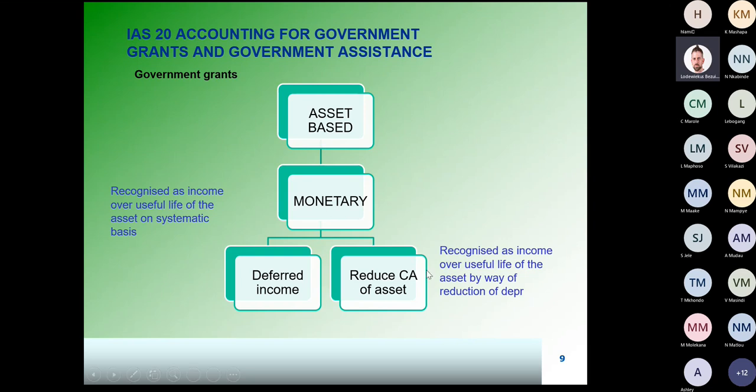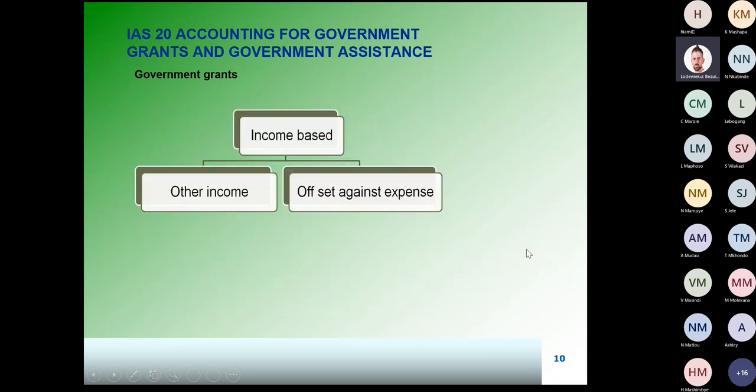If we reduce the carrying amount of the asset, what does that mean? Cost less the government grant gives us the amount we're going to depreciate. So our depreciation is going to be less. And because both of these must be over the same useful life of the asset, the net effect of both methods in the income statement will be exactly the same. But I'll show you when we get to the question. All right, income-based grants.